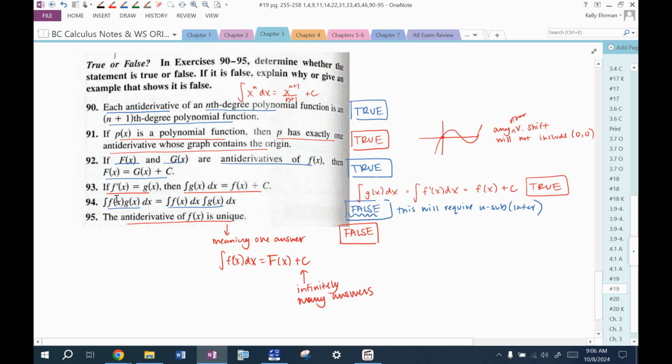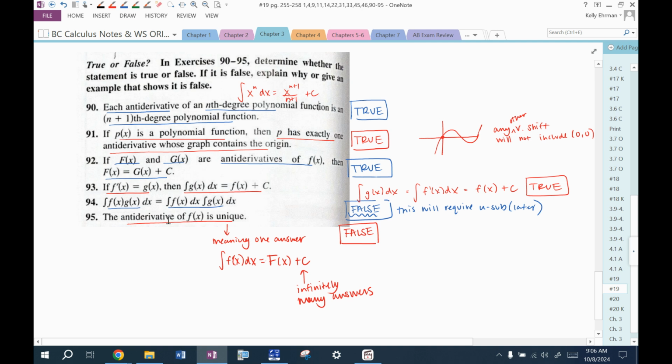94 is false. Remember, when we take derivatives of f times g, we can't just say that's f prime times g prime. There's a whole rule for that, a product rule. We haven't covered this yet, but there is a product rule for integrals. It's called U substitution. So that's something we'll do later. But right now, that's not true. If we see a product, it's going to have to be something that's either the derivative of something we already know, like trig, or it's something we can simplify.